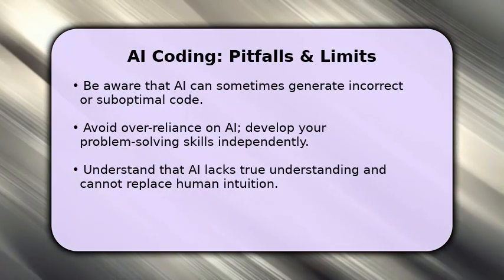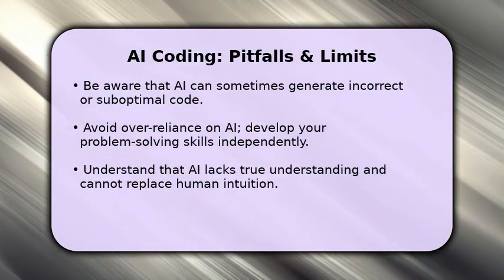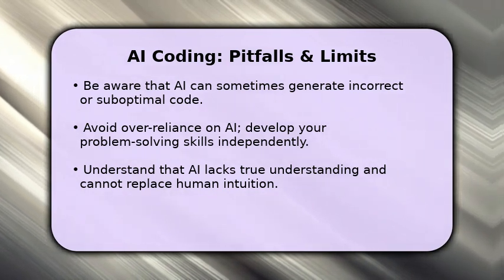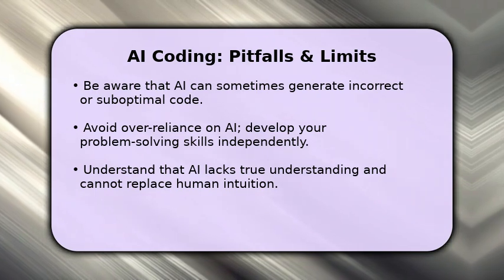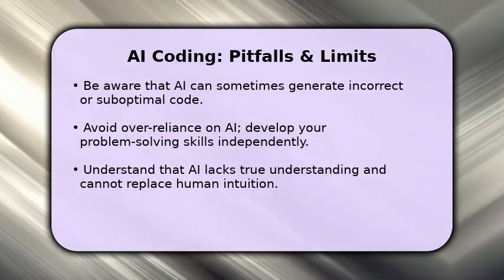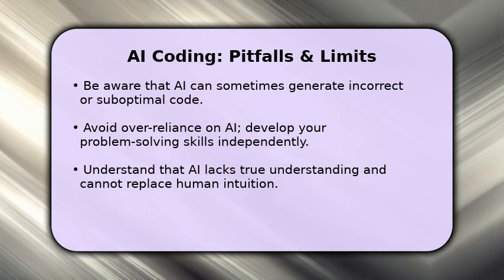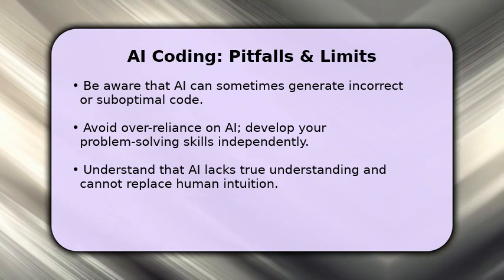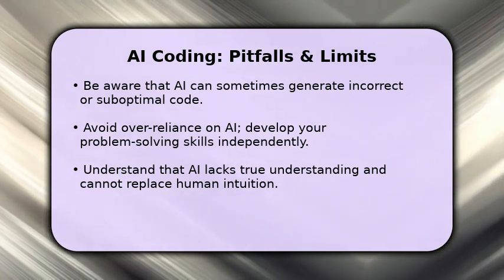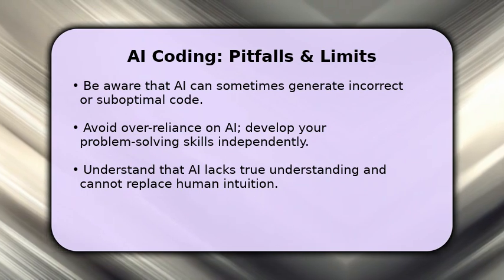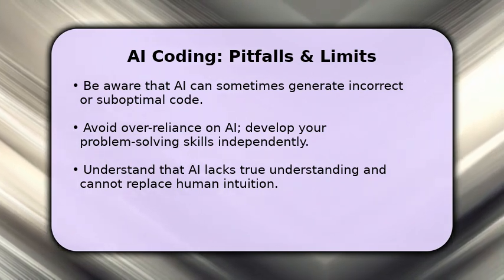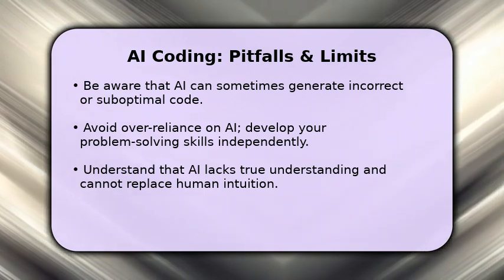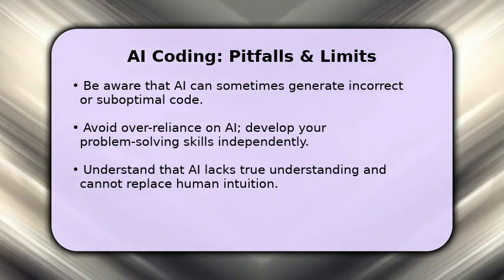While incredibly helpful, AI has limitations. It can occasionally produce incorrect or inefficient code, so critical evaluation is essential. Avoid becoming overly reliant on the AI. Your independent problem-solving skills are paramount. Remember, the AI doesn't truly understand concepts. It predicts based on patterns, so it cannot replace human intuition or creativity. Always cross-reference AI-generated information with trusted programming documentation and resources to ensure accuracy and best practices.